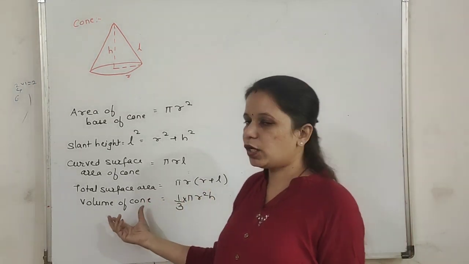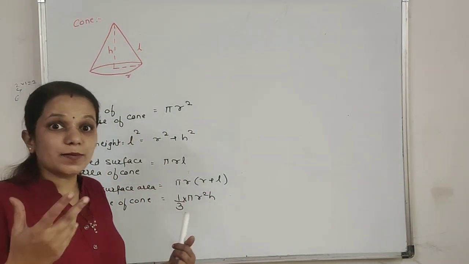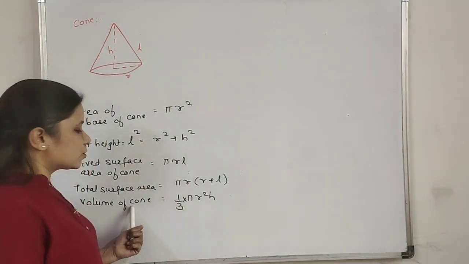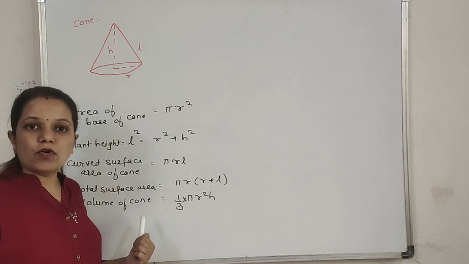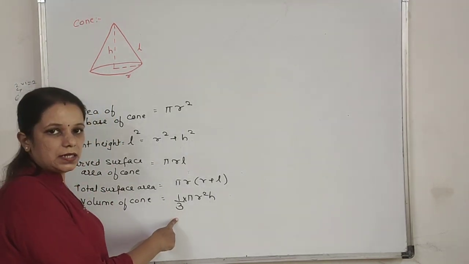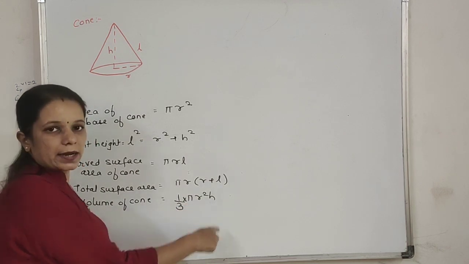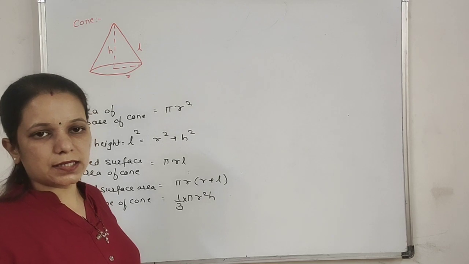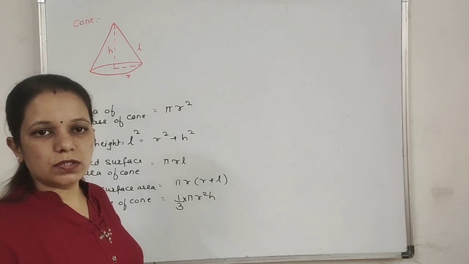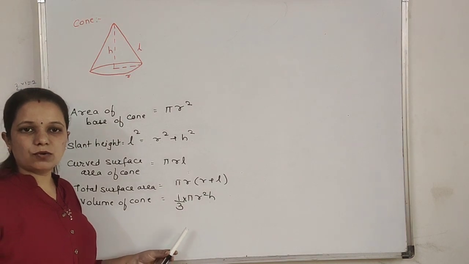And volume of the cone. Capacity of the cone. How much ice cream you can have in the cone. So that is called volume. Volume of the cone is given as 1 by 3 into pi r square h. Okay, that is volume of the cone. So these are the formulas for cone. Just write it down.